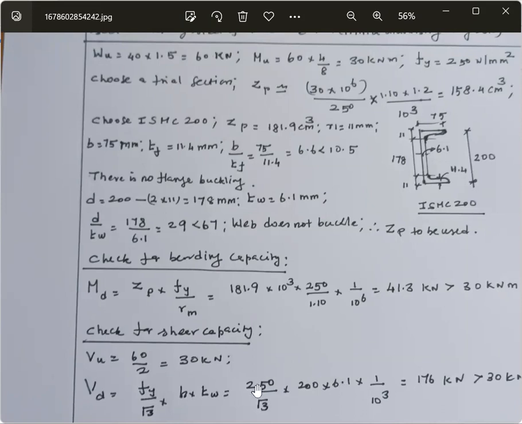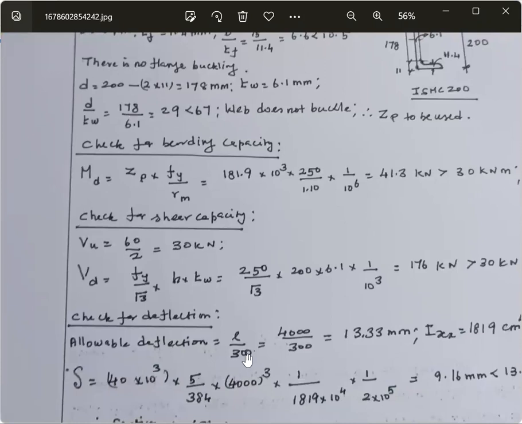To get this as a decent value in kilonewton, divide this by 10 power 3 so that you will get this in kilonewton. It is 176 kilonewton. This is greater than 30 kilonewton. Therefore, the shear capacity check is okay. Now we have to check for the deflection.